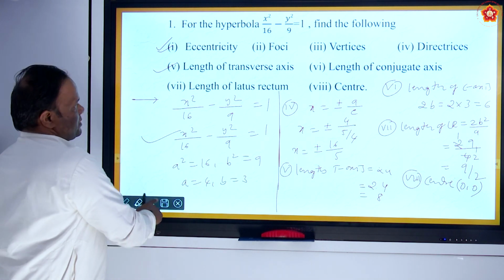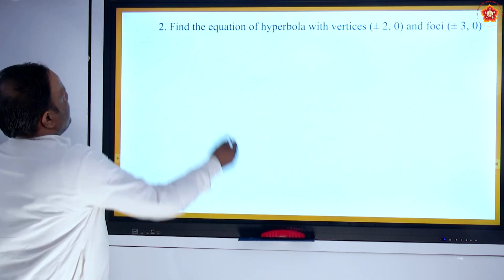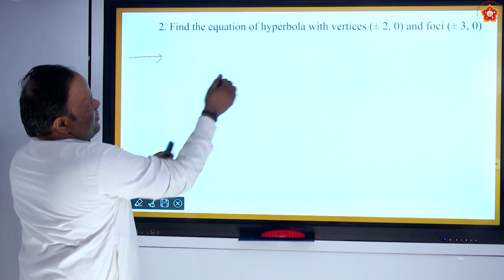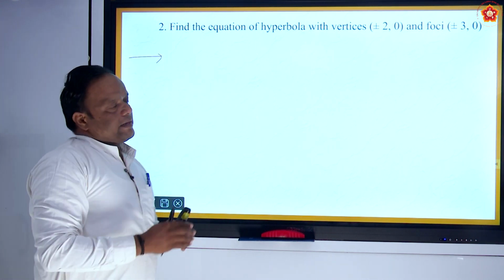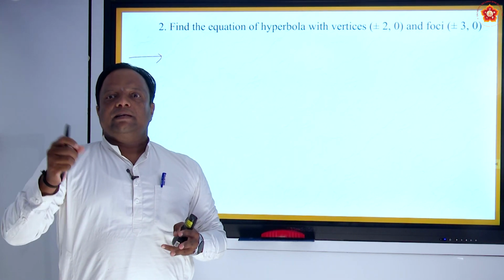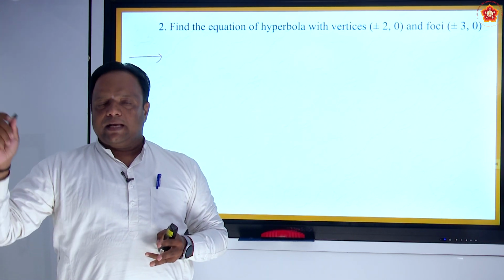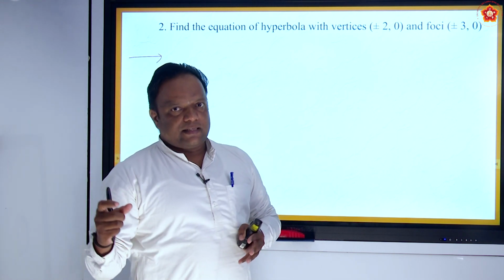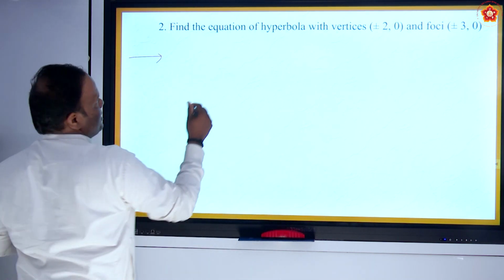Okay. So next question. Find the equation of hyperbola. Here the given conditions, you write the equation of hyperbola. In the previous problem, they gave the hyperbola equation, and we wrote different conditions: eccentricity, foci, length of transverse axis, conjugate axis, like that. Here the vertices are given.